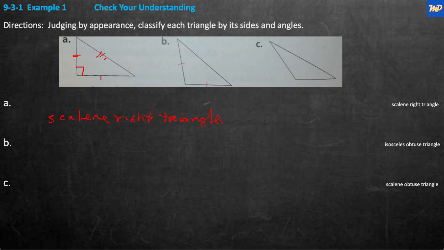So that makes it isosceles, I-S-O-S-C-E-L-E-S, isosceles. And the noticeable thing about this angle right here is this particular angle right there is greater than 90 degrees. So we're going to call that obtuse. O-B-T-U-S-E, obtuse triangle.